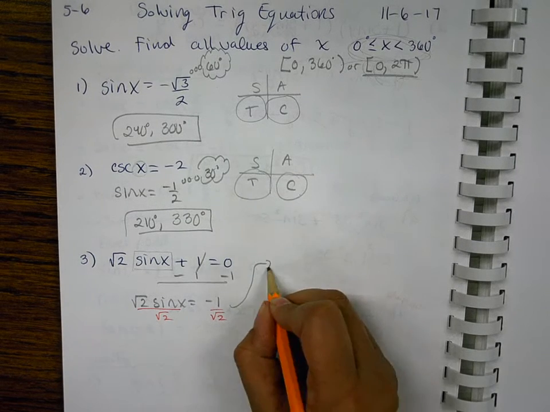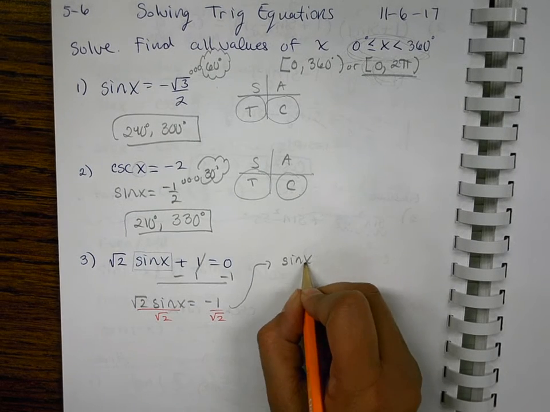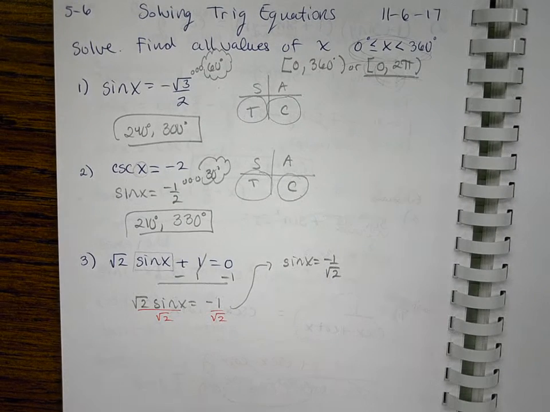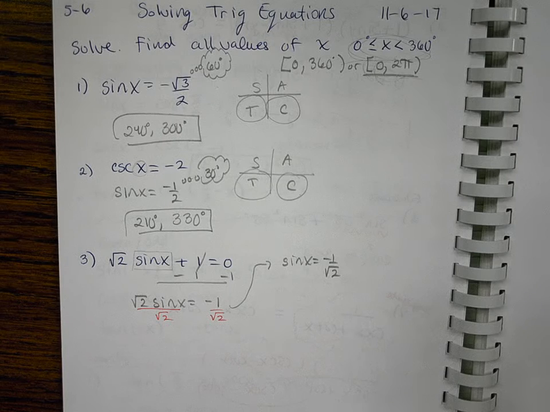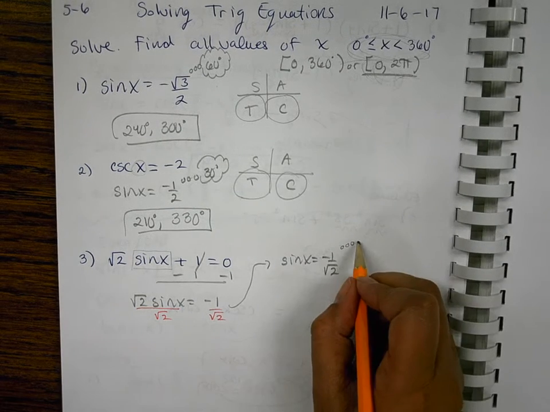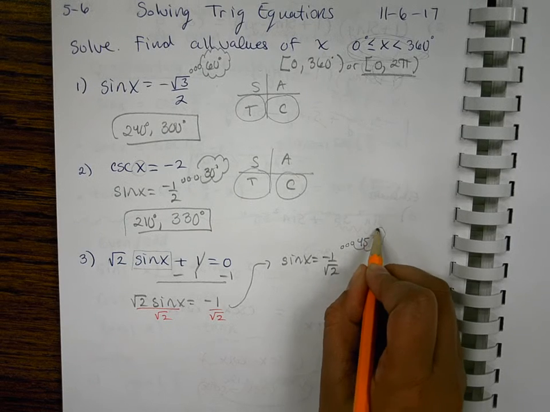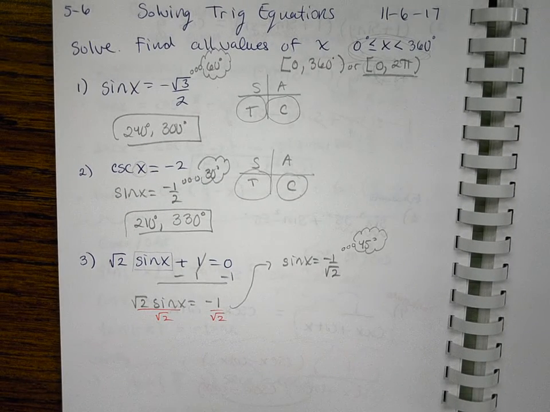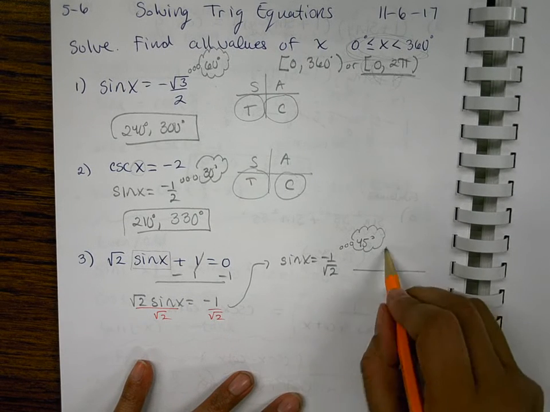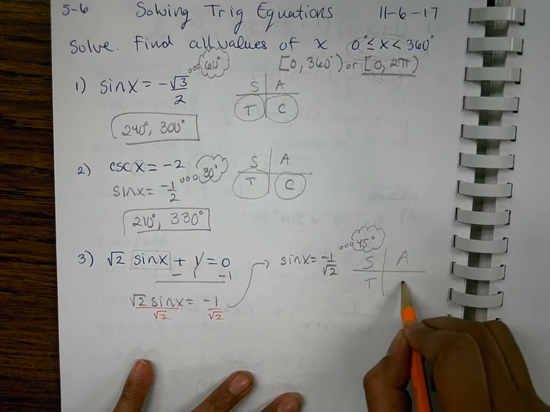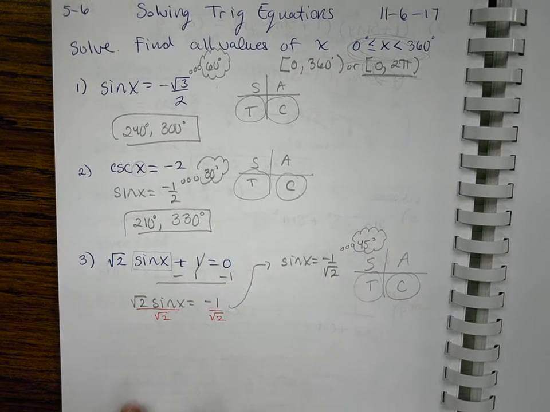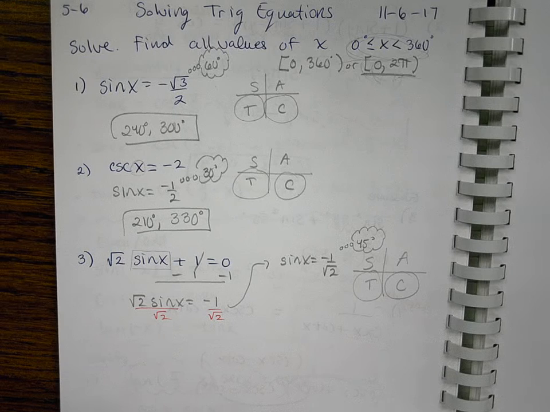And I'm hoping you can see that sine of x equals -1/√2. And again, you're thinking, what's my reference angle? I'm hoping everyone agrees that it is 45, ignoring the negative. Sine of 45 is 1/√2. Back to the All Students Take Calculus, just like the last two. Sine is still negative, so it's the bottom. So what is 45 in quadrant 3? And what is 45 in quadrant 4?